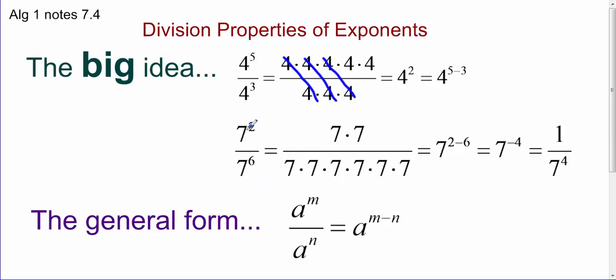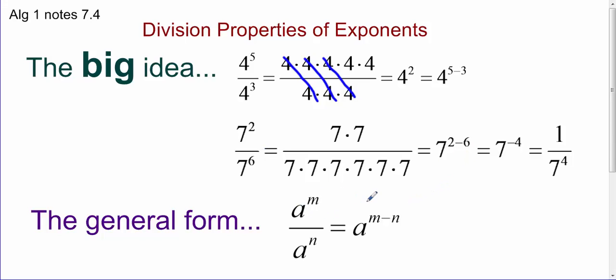So on this next example, 7 squared divided by 7 to the 6th, we could go through and do the same kind of simplification, but essentially it's 7 to the 2 minus 6, which is 7 to the negative 4. And as we've practiced many times, when we get that negative exponent, move it to the other side of the fraction so it's positive, so 1 over 7 to the 4th. Again, it's numerator minus denominator, top minus bottom.